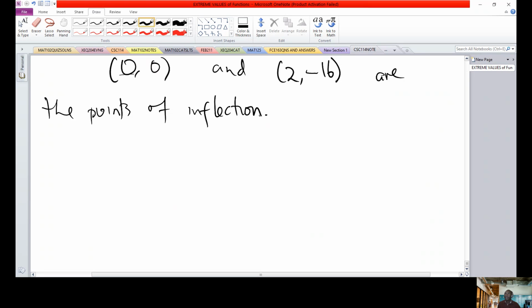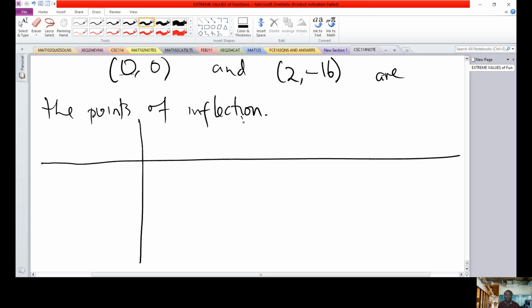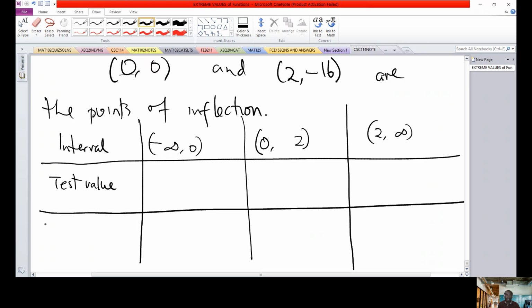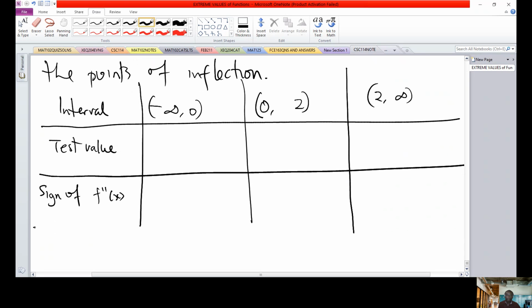So now we can always discuss the intervals for concavity. So we have from -infinity to 0, and then 0 to 2, and then 2 to infinity. So this is the interval, this is the test value, sign of second derivative, conclusion.